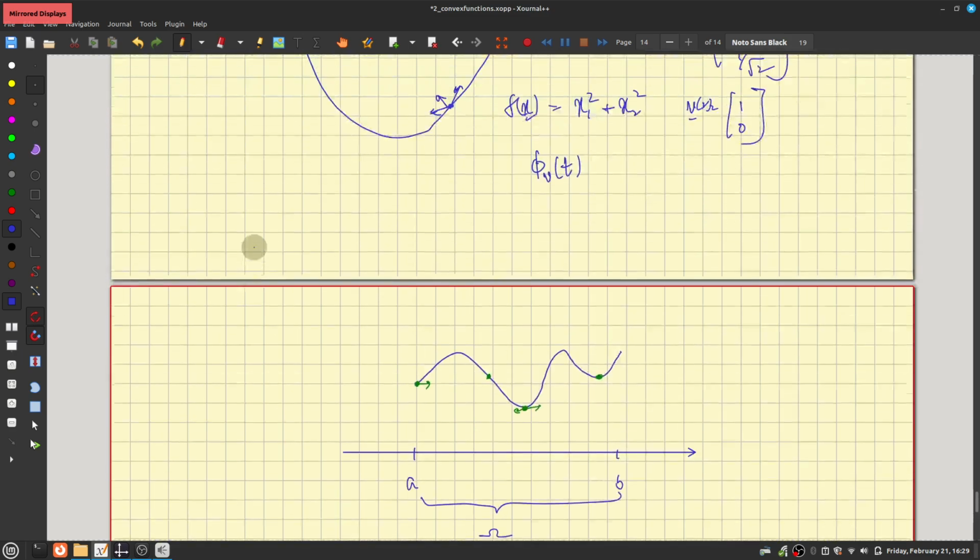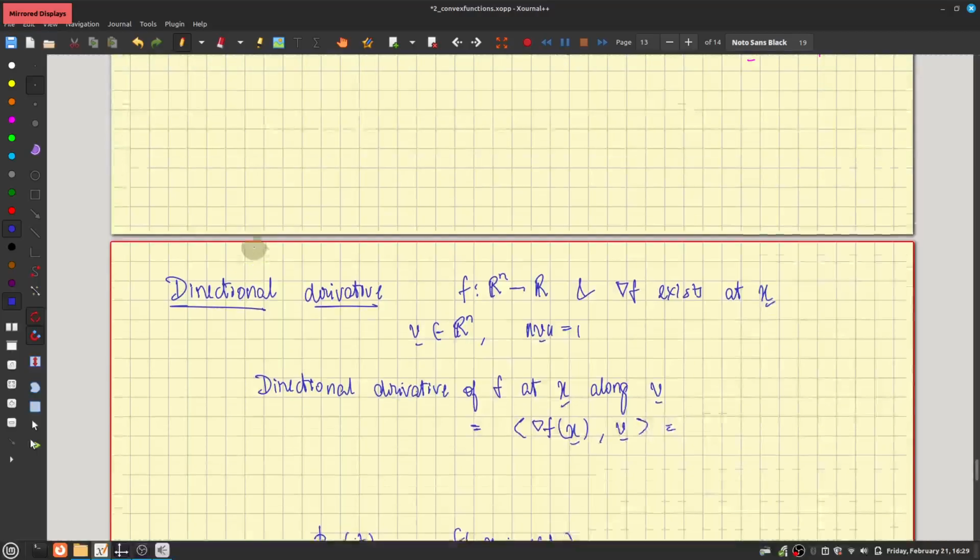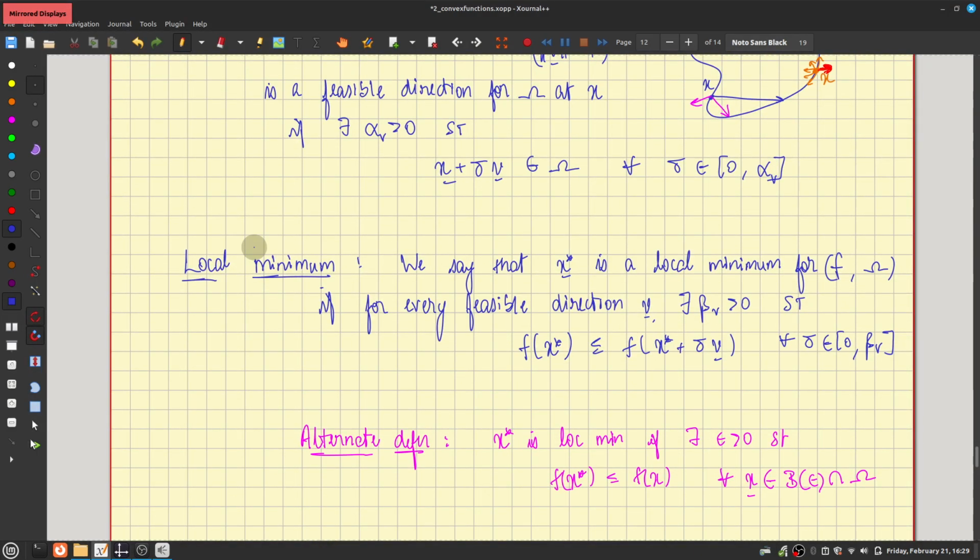Again, remember what our definition of a local minimum is. For every feasible direction, we want to make sure that as long as this delta is less than some quantity beta v, this function value is always less than or equal to f of x star plus delta v.